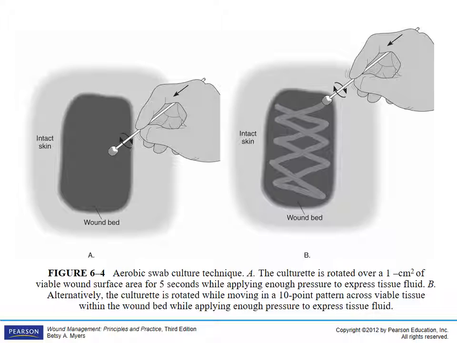All right, here's how you do an aerobic swab culture technique. Basically, you take the culture swab and rotate it over the surface area. You want to make sure that you get some of the fluid from the wound on there. Then you can swab by making a zigzag pattern across the wound bed. Either way, you want to make sure you're getting some kind of fluid from the tissue on there, because that makes it a successful culture. Then they can see how much bacteria and what type of bacteria is growing on that wound bed.